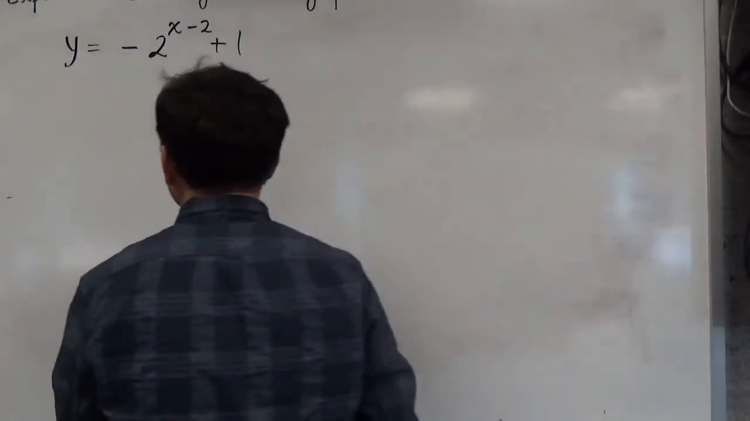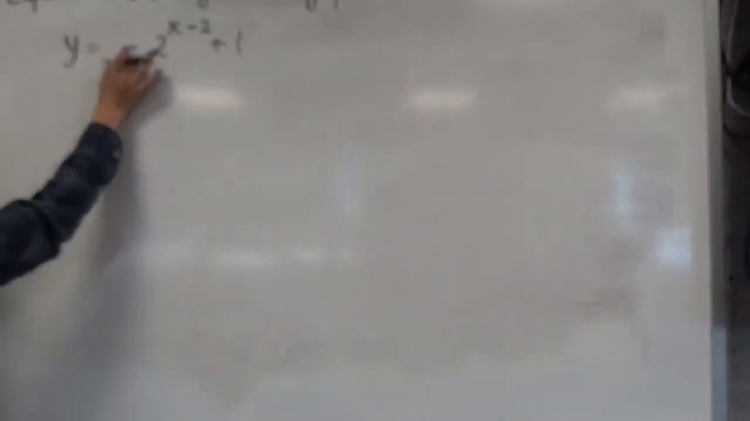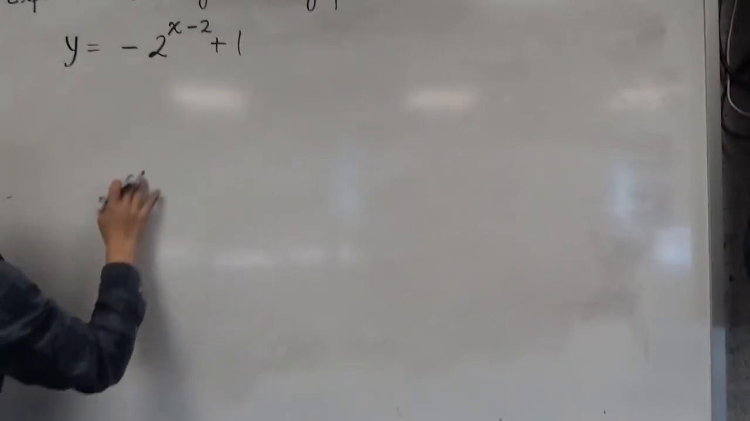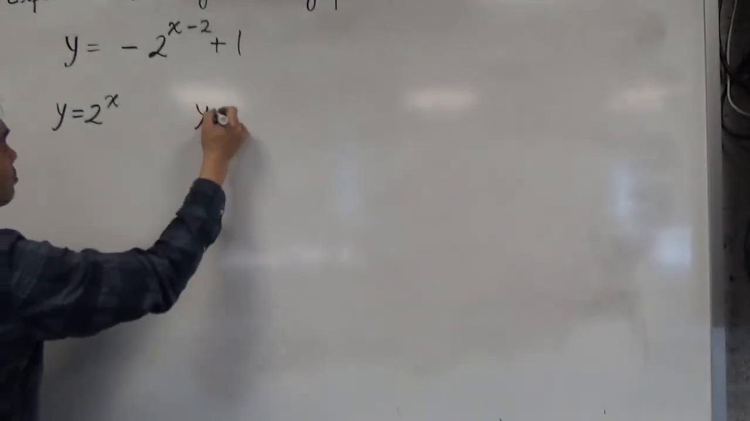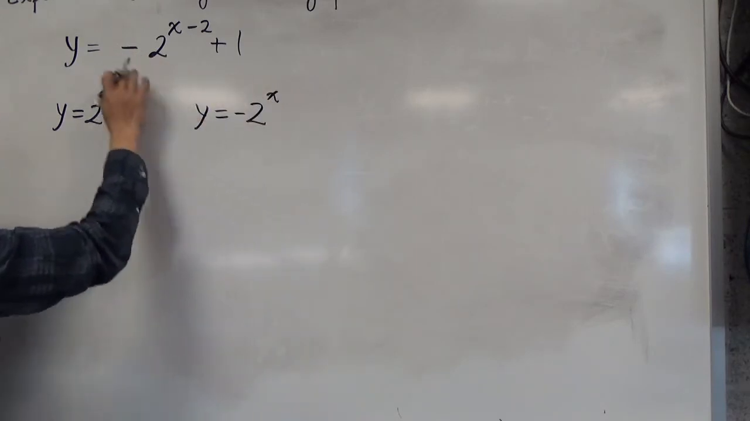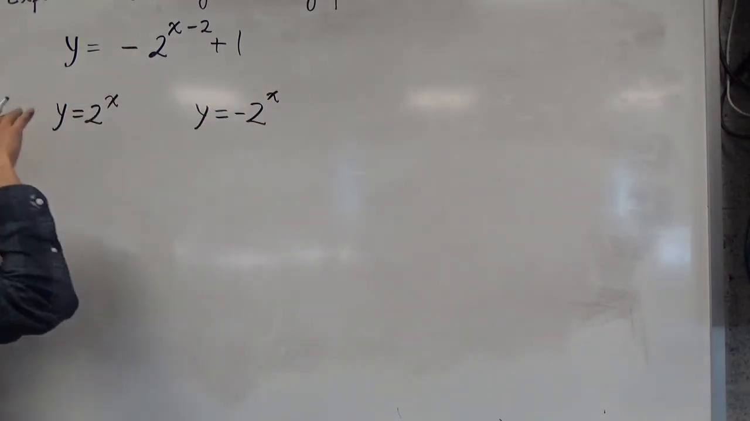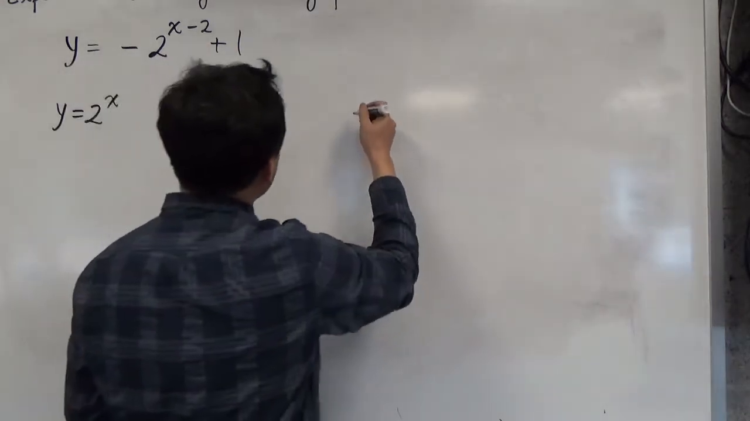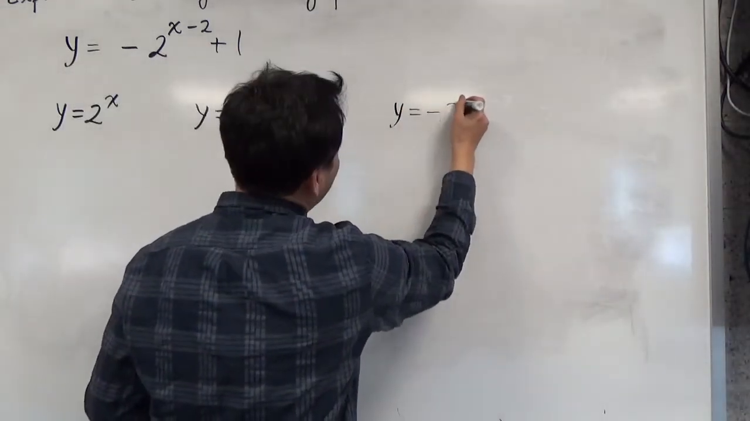Now this time you have a minus in front and then some shifting. So we're going to start from y equals 2 to the x, and then we're going to apply the shift. We're going to apply that minus first. Now if there's a minus in front of the function, I like to do it first, and then I want to think about its shifting.